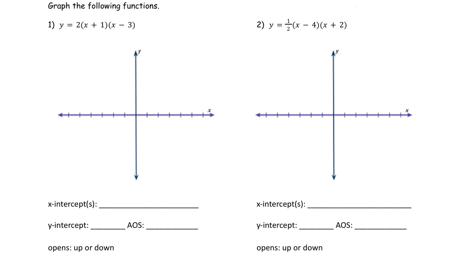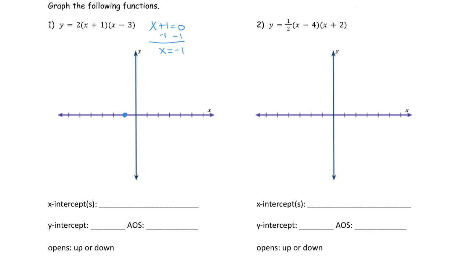In this first example, we want to graph y equals 2 times x plus 1 times x minus 3. So these are in factored form already. So how I would start this is I would set each of my factors equal to 0 to find my x-intercept. So I have x plus 1 equals 0. I would subtract 1 from both sides, and I get x equals negative 1.